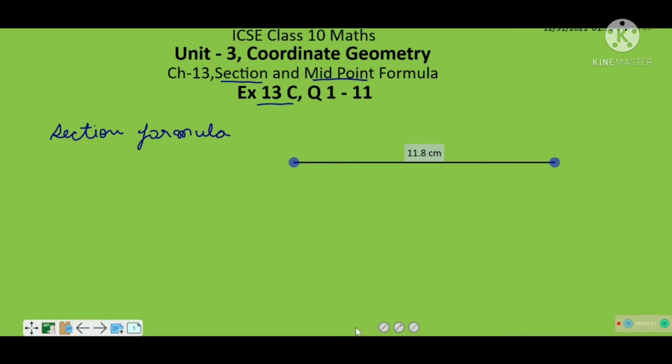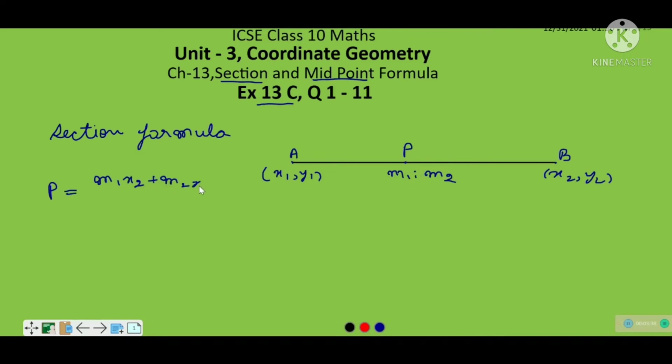According to the section formula, if AB is a line segment with endpoints A and B whose coordinates are x1, y1 and x2, y2, and P is a point lying on AB such that P divides this line in the ratio m1 is to m2, then the coordinates of P are given by the section formula: m1 x2 plus m2 x1 upon m1 plus m2, and the y coordinate m1 y2 plus m2 y1 upon m1 plus m2.